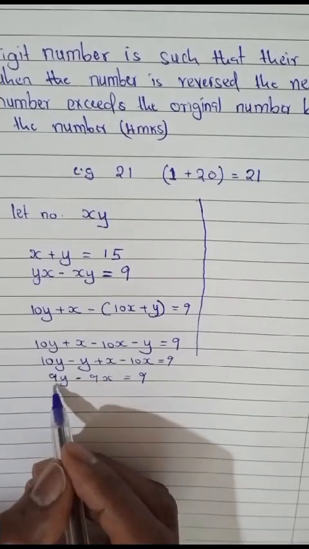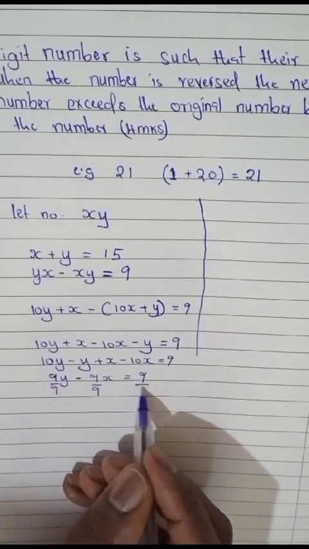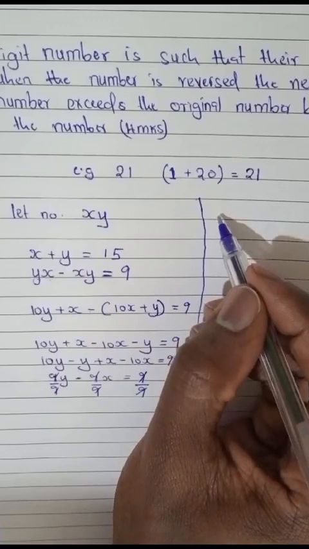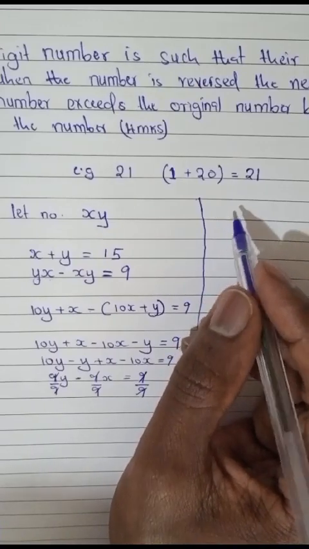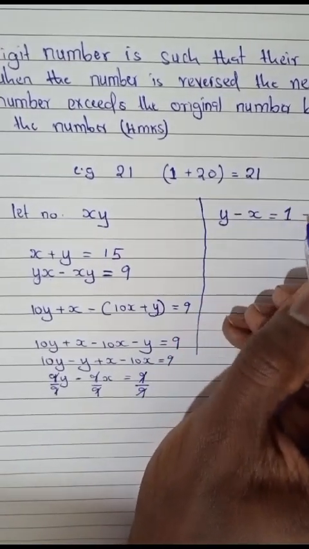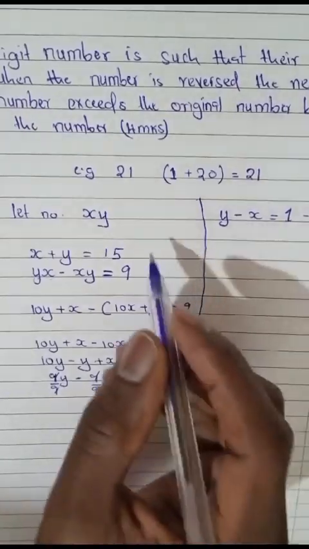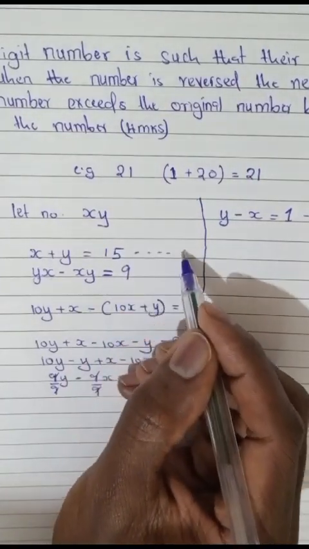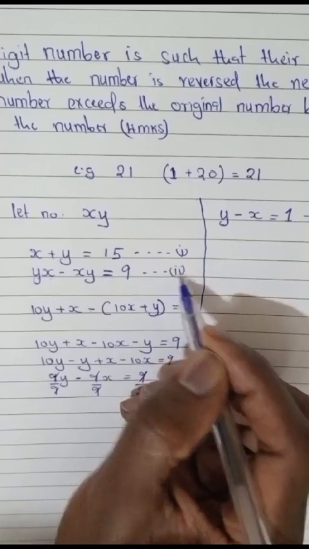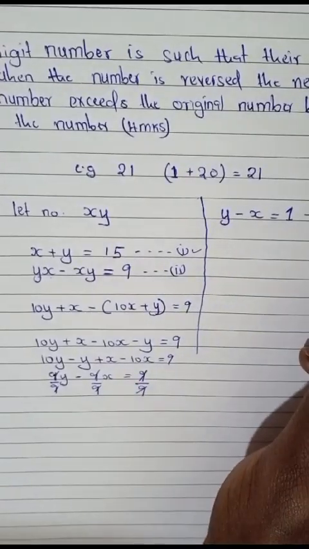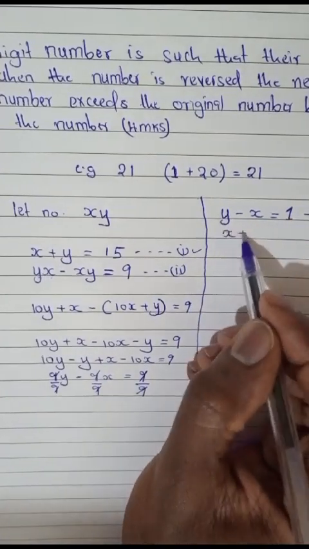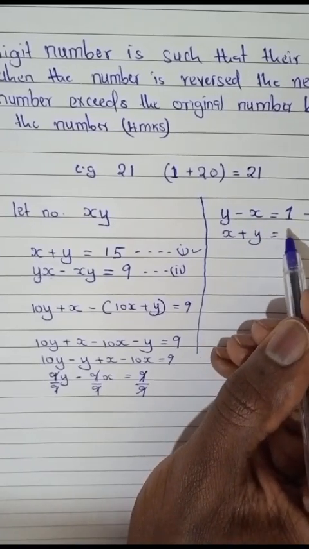You can see I can simplify through by 9, and therefore the final answer I will have after simplification will be y minus x, which will be equals to 1. And therefore this is my equation number 3. This was my equation 1, and this one was my equation number 2. I have not used equation 1, I have not used equation 3. So I have y minus x is equals to 1. Then I have x plus y, which is equals to 15.